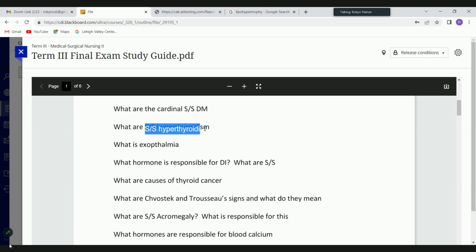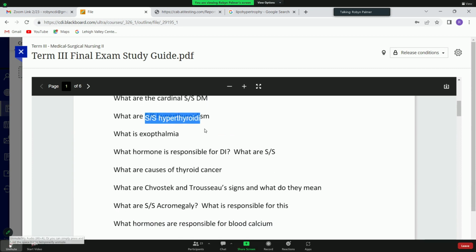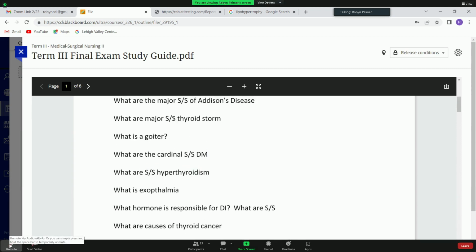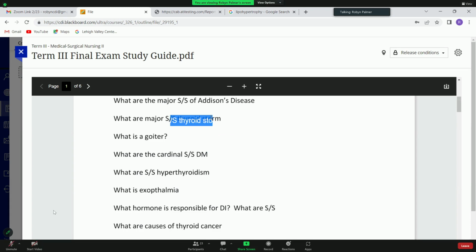We just asked about signs and symptoms of hyperthyroidism. Oh, that was thyroid storm. I'm sorry. With thyroid storm, we have high blood pressure and high fever, very similar to hyperthyroidism, but more intense.